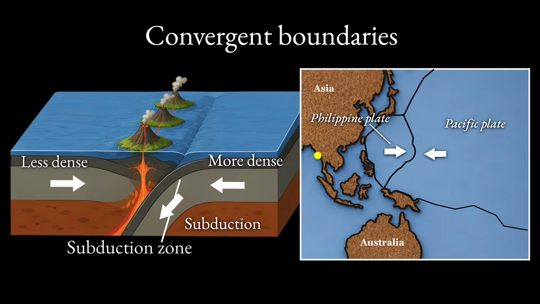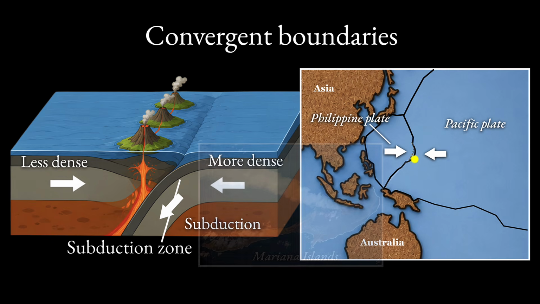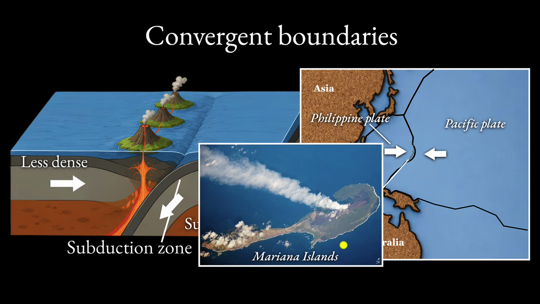A classic example of this is the Philippine plate moving into the Pacific plate. Notice both are oceanic plates over here. And as a result, we can expect some volcanic islands over here at the convergent boundary. And there are. The Mariana Islands are just that. And again, we can expect a trench somewhere over here. The Mariana Trench, the deepest trench in the world. And just like before, we can expect a lot of earthquakes over here.